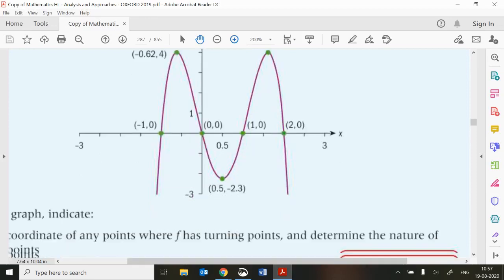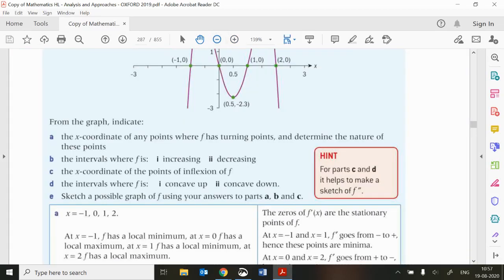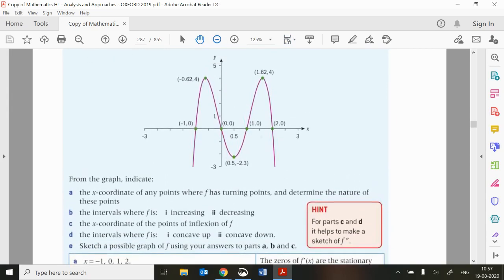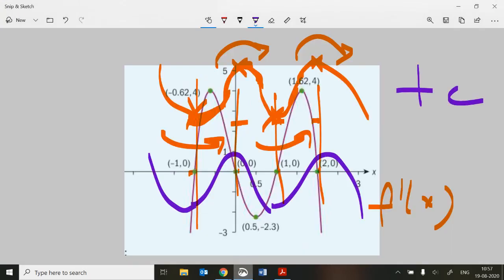Okay, so let's look back at the question. So if we can answer some of these questions now. So it says, there's the function. Let's just steal this thing here.